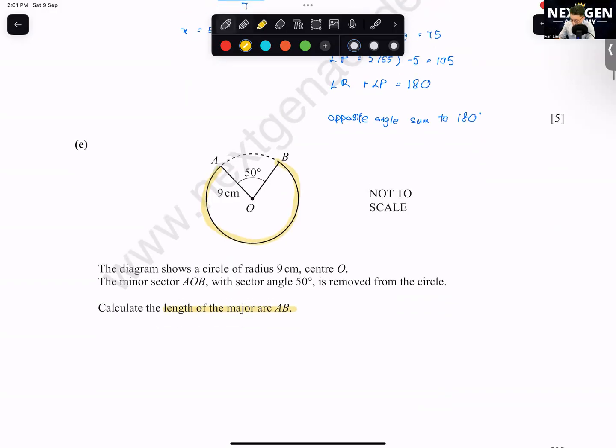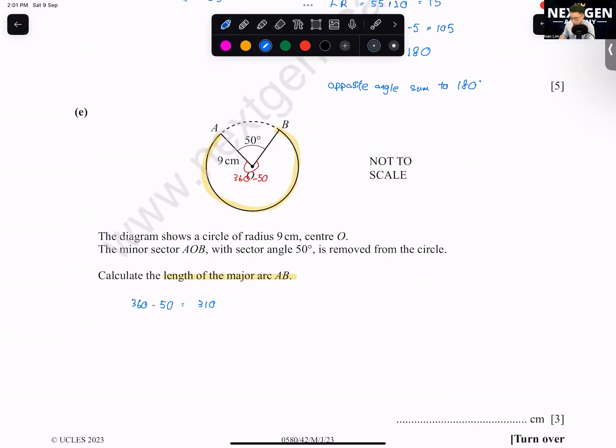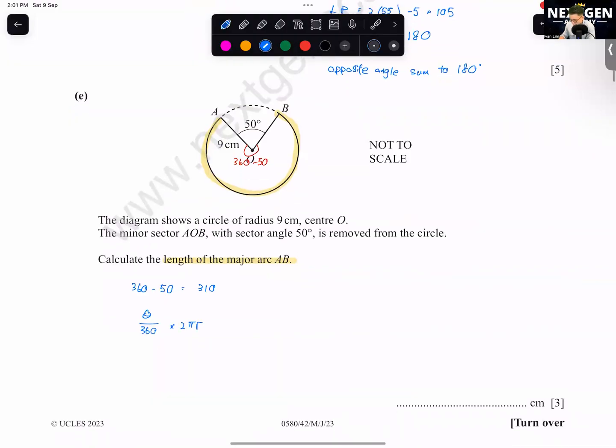Okay, so we first have to find what this angle here is, which is 360 minus 50. 360 minus 50 equals 310. Okay, so the formula for major arc or arc is theta over 360 times 2 pi r. 310 over 360 times 2 pi 9. Let's type in the calculator, you'll get 48.7 cm here. All good?